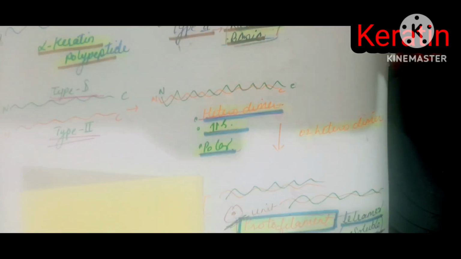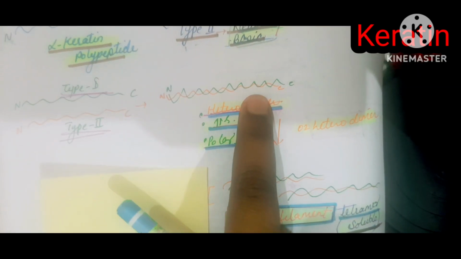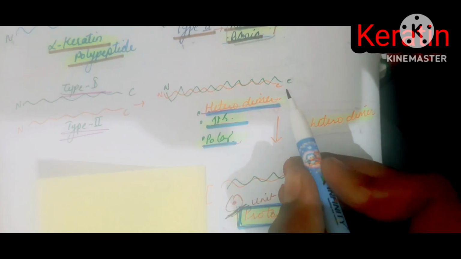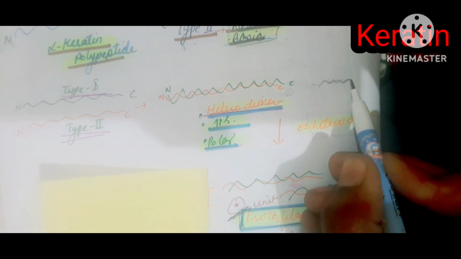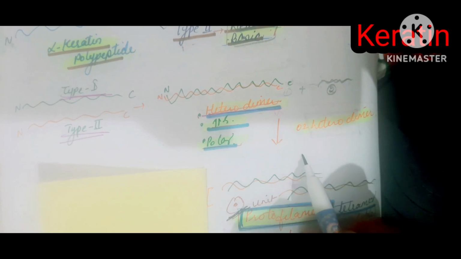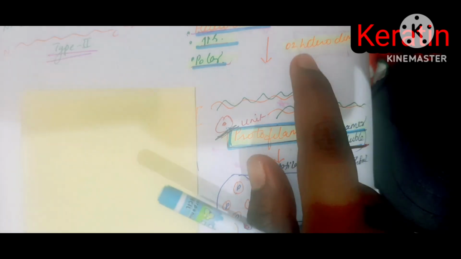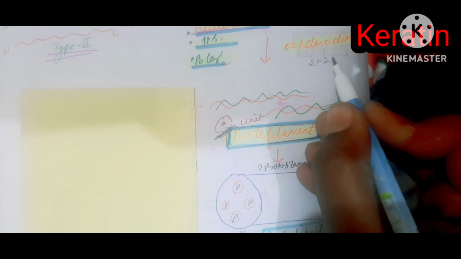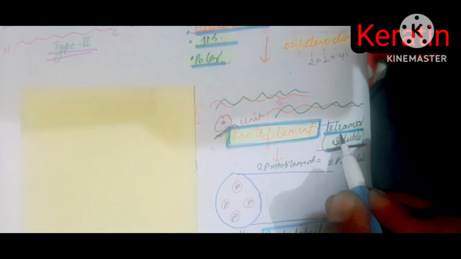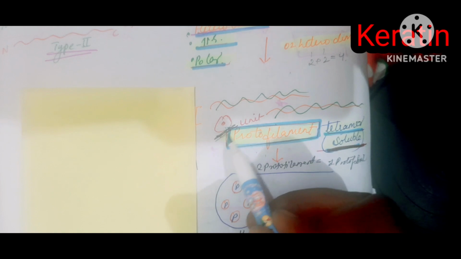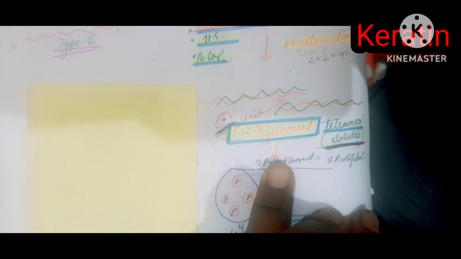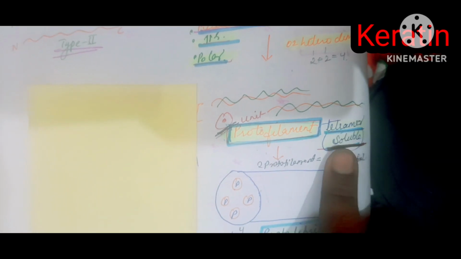Now, first we formed a heterodimer. Two such heterodimers, for example this is one and the other one is this, combine together and form a tetramer, because it is combining two dimers: 2 plus 2 makes 4. It is called a protofilament, which is used as the unit of alpha keratin, just like protocollagen and protoelastin. It's a tetramer, and it is a soluble structure.